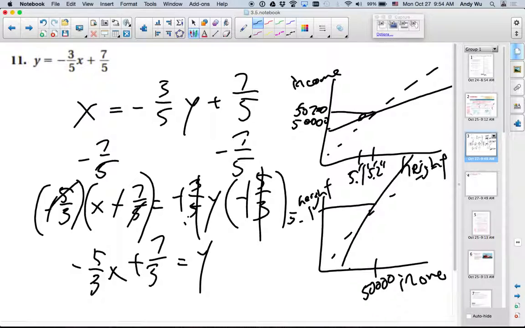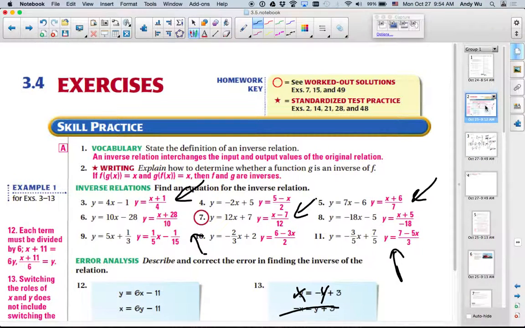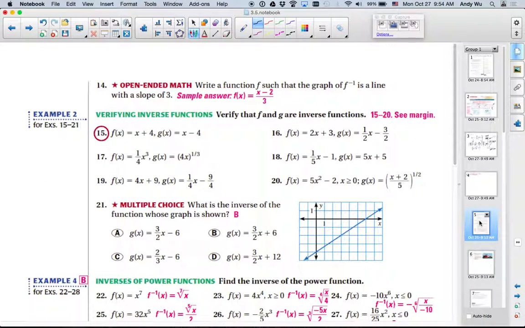Any other questions on your homework? Anything? Did you all get this part, the proving part, verifying? I'll do a very easy one. Make sure you're doing it the same way.